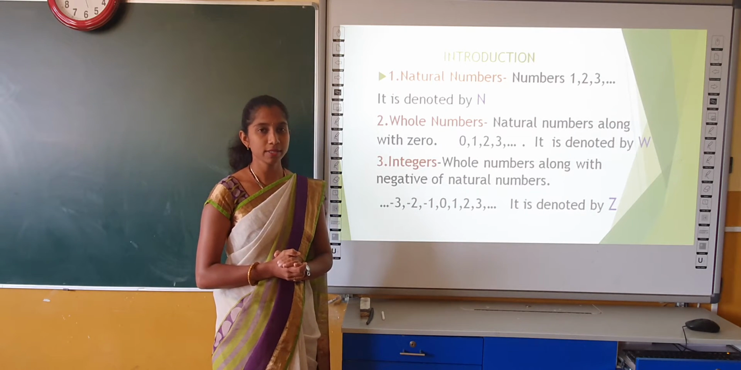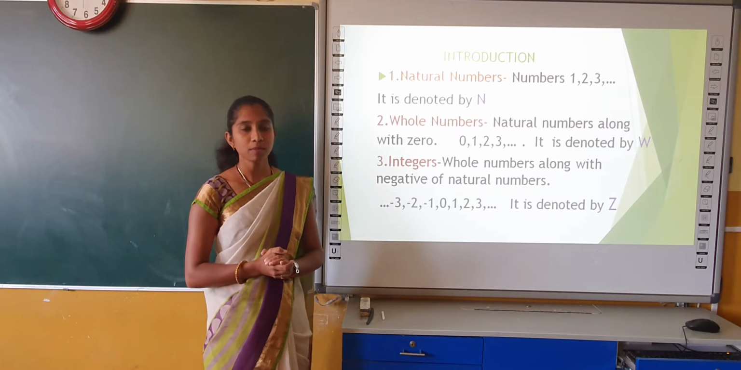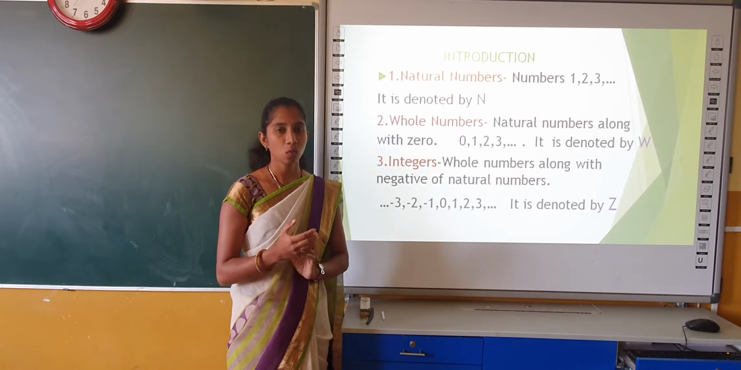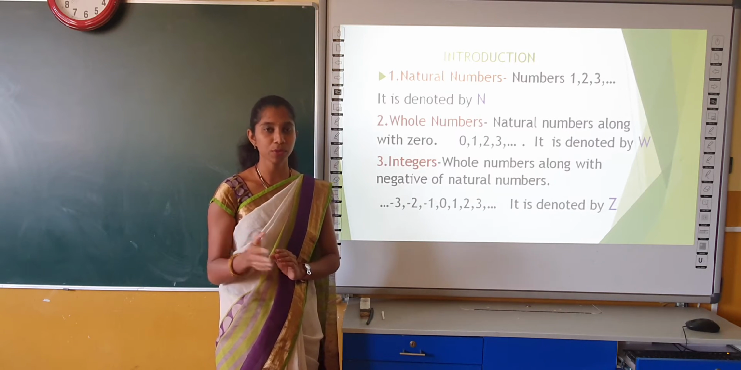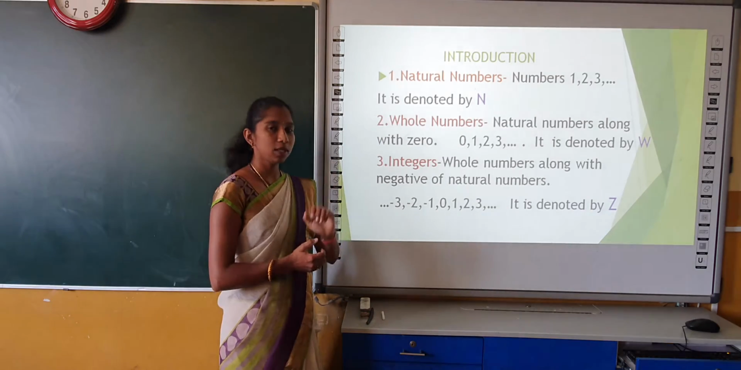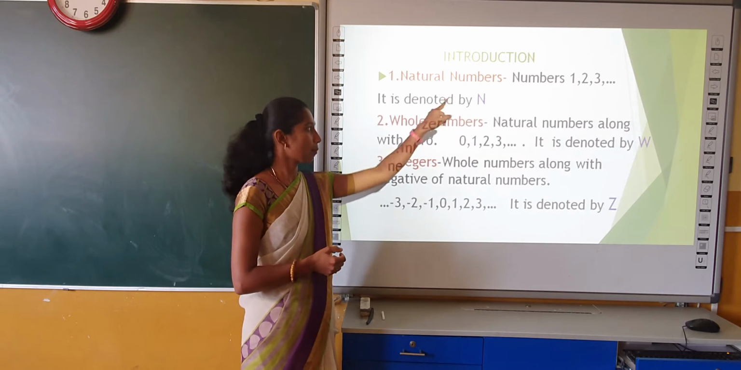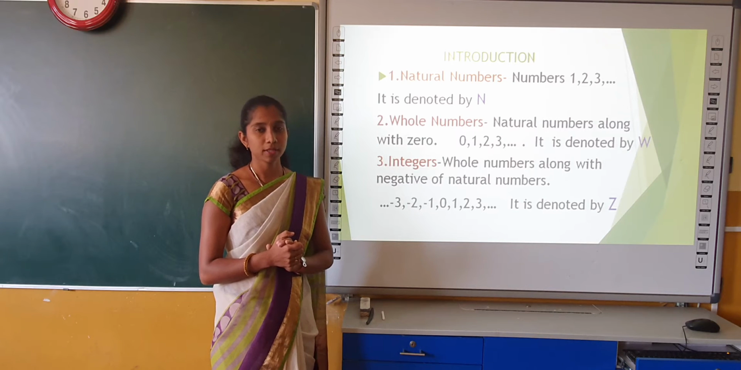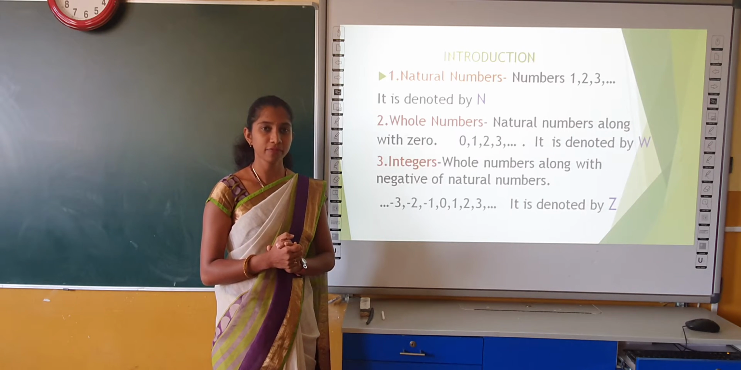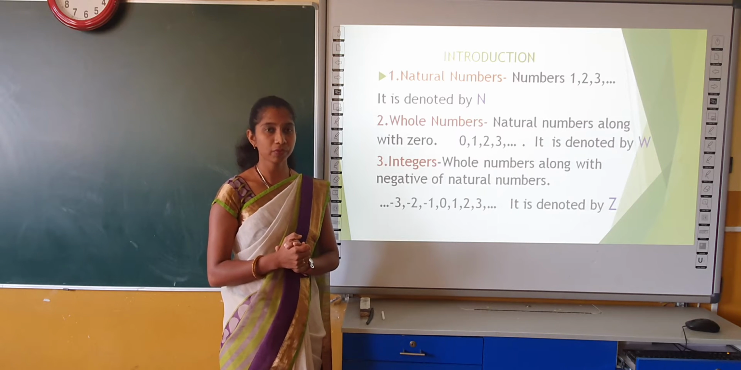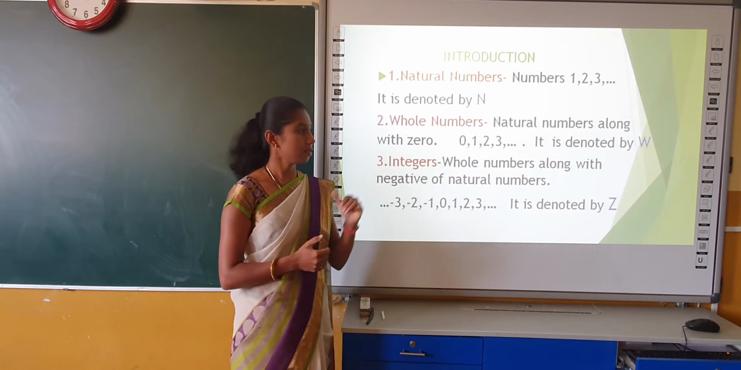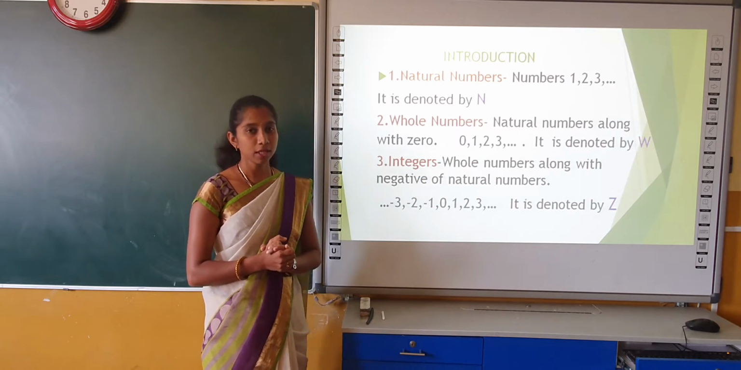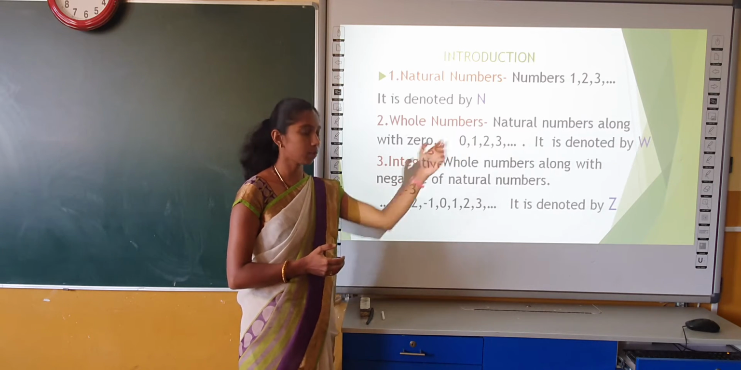The first one is natural numbers. Natural numbers start from 1 and continue up to infinity: 1, 2, 3, 4 up to infinity. Natural numbers are denoted by capital N. The next type of numbers is whole numbers. Whole numbers start from 0 and consist of natural numbers, meaning 0, 1, 2, 3 up to infinity. These numbers are denoted by W.